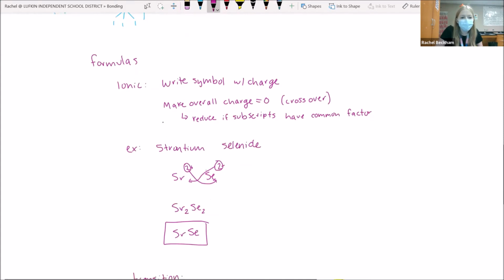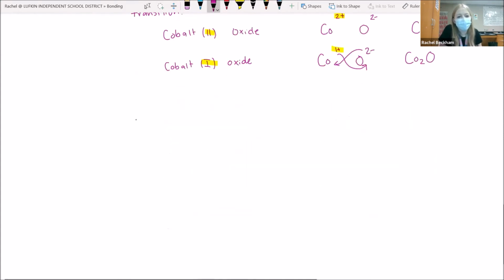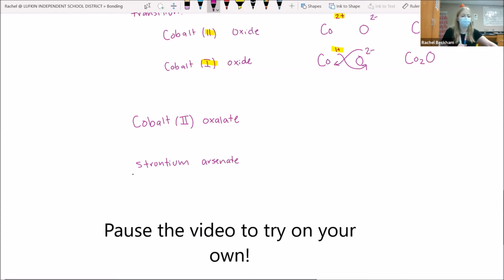And then the only other formula you'd have to write is for polyatomic. So I'll write this one down. I'm going to say cobalt oxalate. Okay, that's one. And then I'll do one more. We'll do a little different one: strontium arsenate. Okay, y'all try those two, and then we'll work through them together.